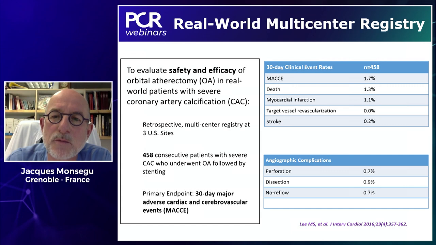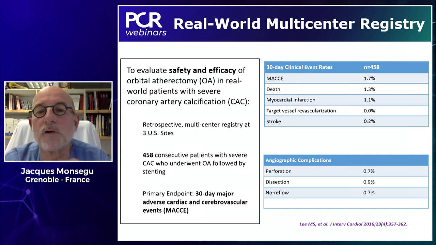Studies this multicenter registry. It's a real world approach, and you see that the angiographic complications are very, very low, less than 1%, and the safety and the efficacy is very interesting with a poor rate of MACE, of course, of stroke.